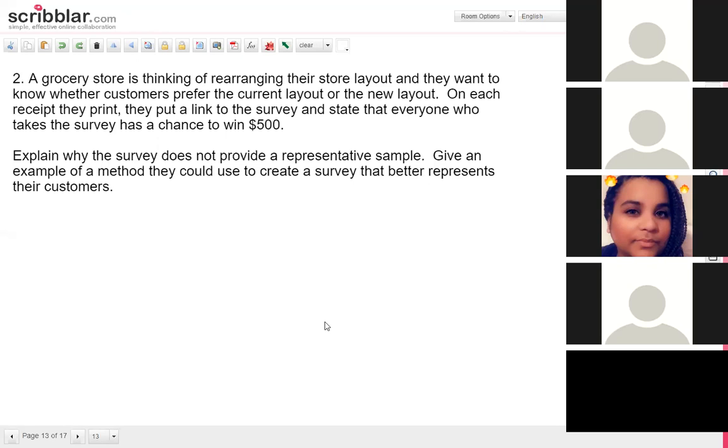So why is this bad? And remember our 3 things. It needs to be random, it needs to not be voluntary, and it needs to cover the population. So why is printing a survey and saying they could win $500, why is that bad?